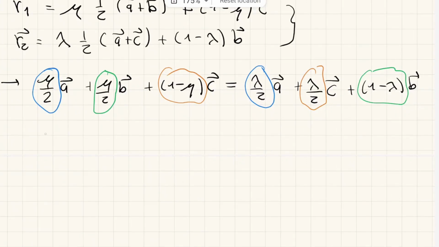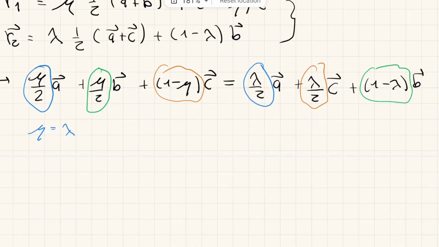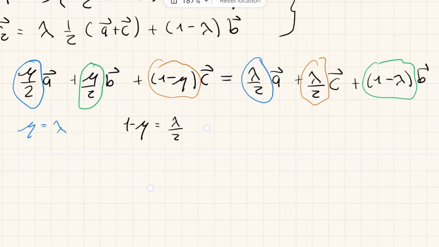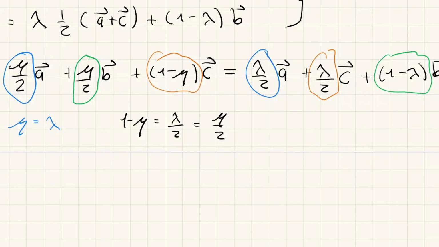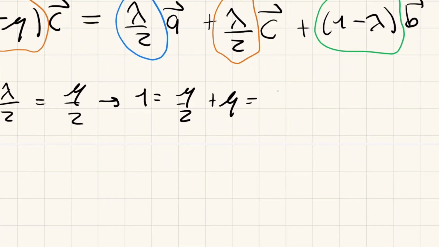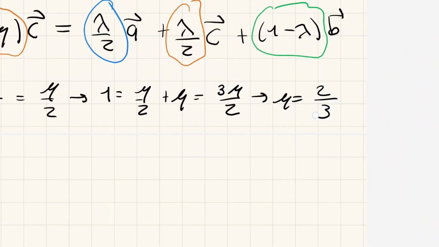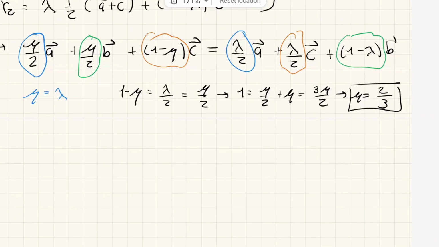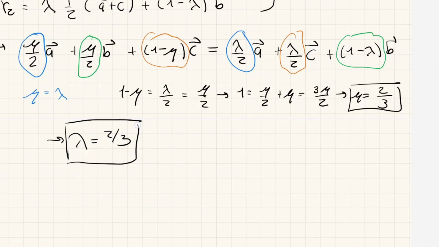From the blue coefficients, we have that mu is equal to lambda. And then from the orange coefficients, we have that 1 minus mu is equal to lambda divided by 2. But mu is equal to lambda, so this is equal to mu divided by 2. So we have that 1 is equal to mu divided by 2 plus mu, which is equal to 3 mu divided by 2, so that mu is equal to 2/3. And then since mu is equal to lambda, we have that lambda is also equal to 2/3, right?